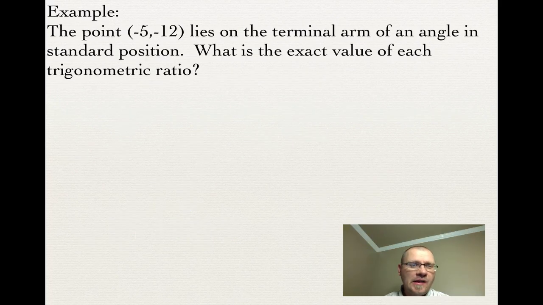So a final example, it says the point negative 5, negative 12 lies on the terminal arm of an angle in standard position. What is the exact value of each trigonometric ratio? So drawing a sketch will always help. We know that this lies in quadrant number 3, so it's going to be somewhere around here. -5, comma, -12.